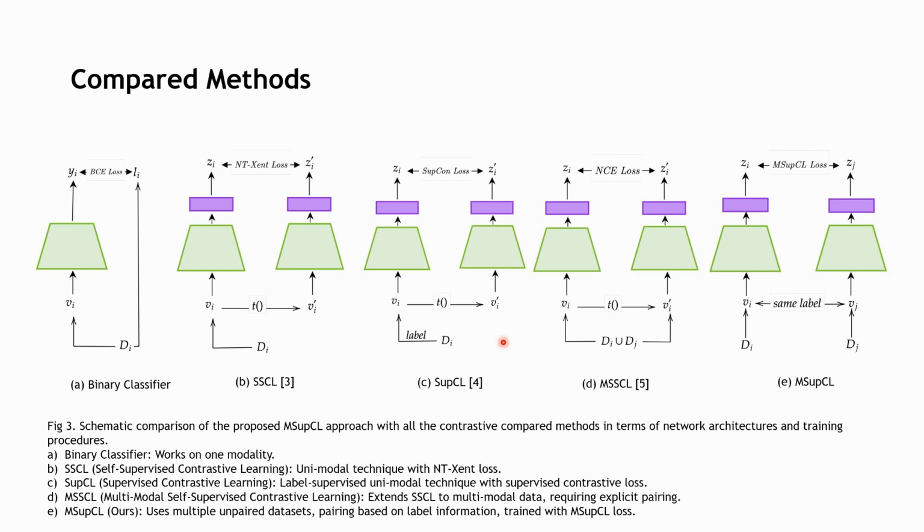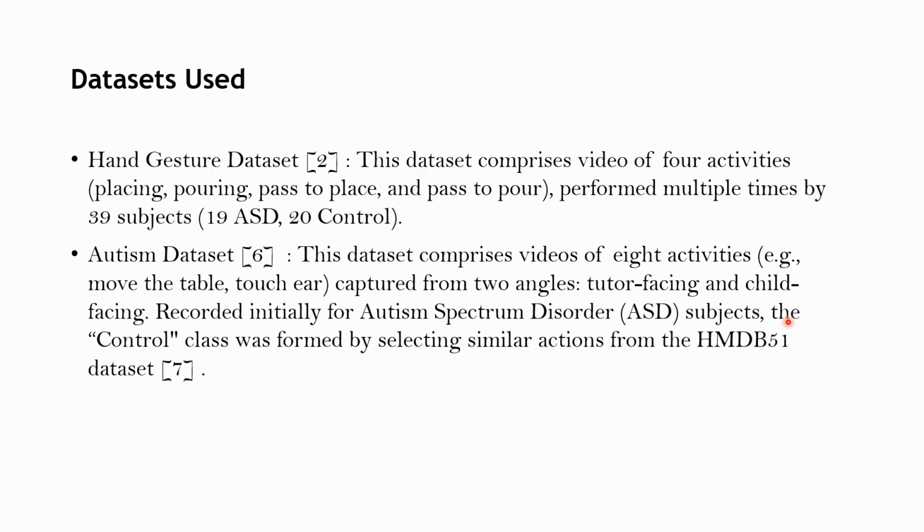These are the methods compared in the paper. Binary classifier, SSCL, SoupCL all work on a single dataset at a time. For SSCL and SoupCL, pairs are generated using augmentation, and SoupCL also uses label information. Multimodal SSCL takes a sample from the batch containing data from both the datasets, but the pair generation is done using augmentation, while our method takes one sample each from both the datasets and uses label information to create pairs.